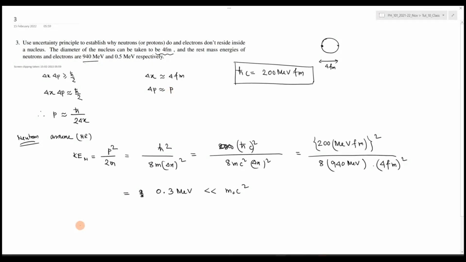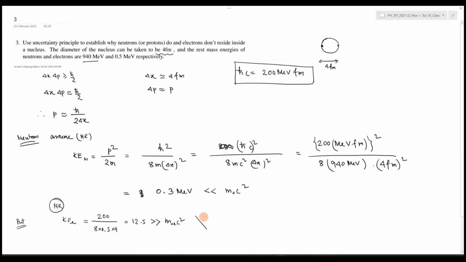Now, if you proceed with this same formulation for the electron, then your electron kinetic energy, if you assume that this is also a non-relativistic case, will come out to be equal to 200 by 8 into 0.5 into 4. Okay, and this value will be approximately 12.5, which is very much greater than the rest mass energy of the electron. That means you cannot directly choose that our electron will be a non-relativistic particle. So that's why we cannot proceed in this direction.